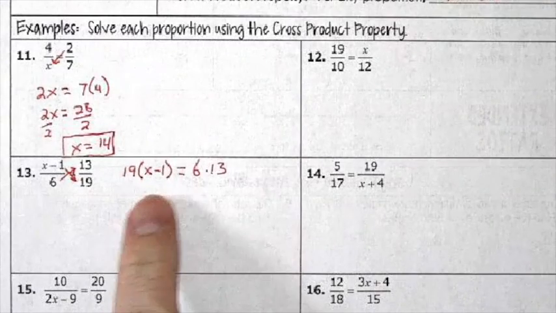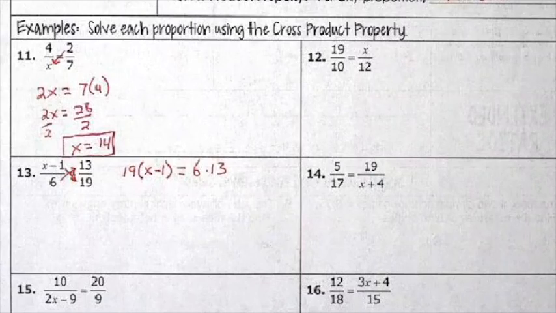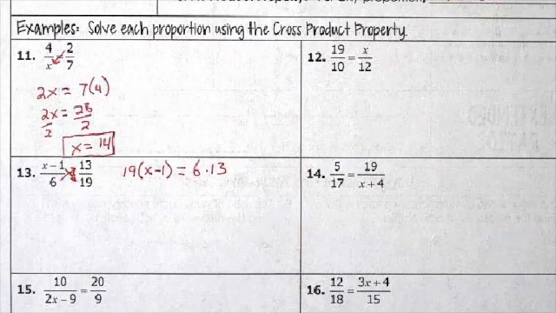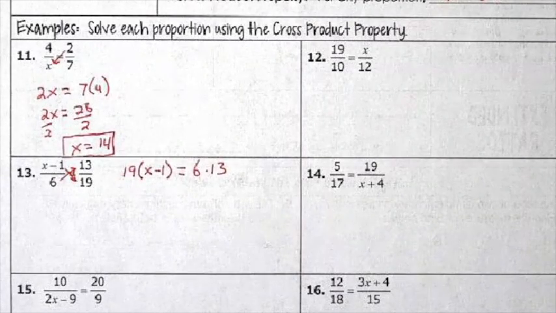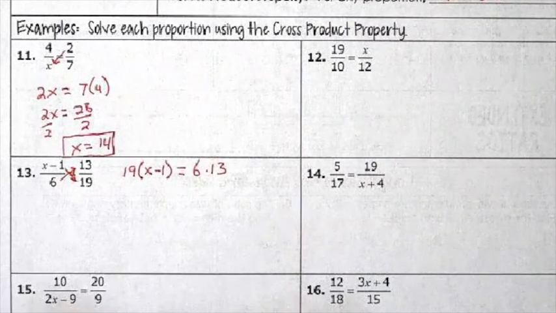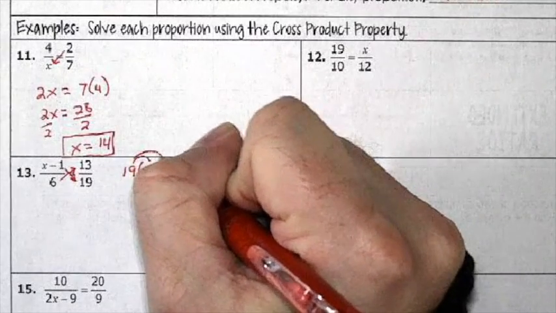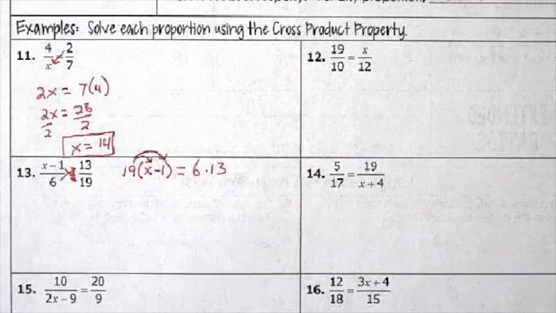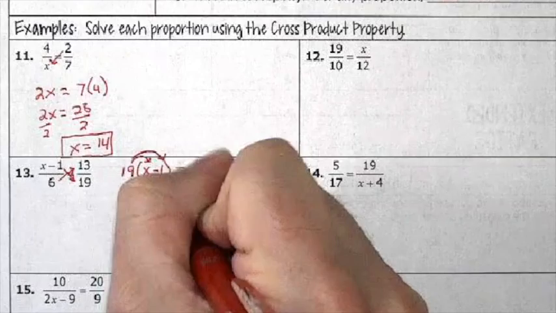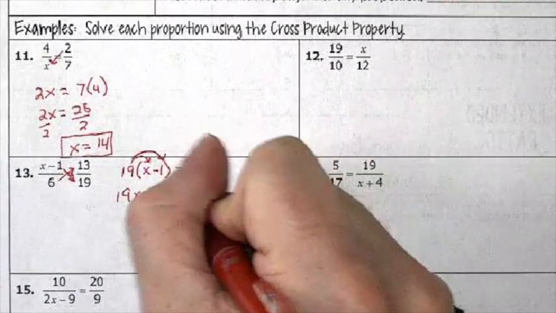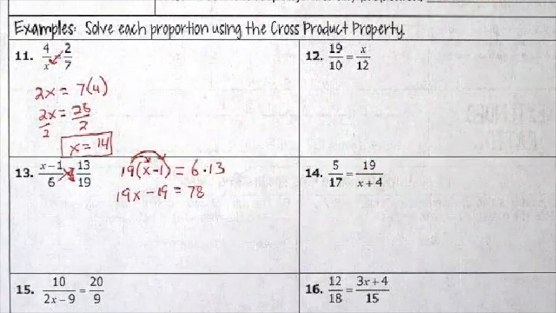Now you actually could type this into nsolve exactly the way it is and it will give you an answer. But if you want to solve it by hand, which I encourage you to do because you're going to need to know how to solve things by hand next year in Algebra 2, I need to distribute, remember the distributive property, the 19 into everything inside the parentheses. So that's going to be 19x minus 19 is equal to, well, what is 6 times 13? That is 78.